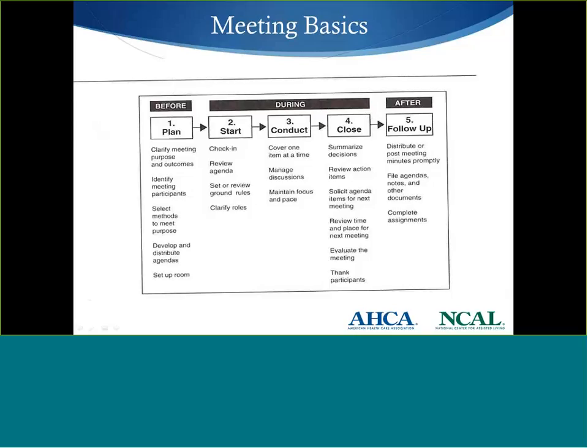Part of the planning process, we went through some of that, identifying who the participants are, developing the agenda, setting up the room. And then starting, everybody should check in, everybody should review the agenda. There should be hard copies, or if they have them on electronic devices. Then they should review or set ground rules. And we're going to talk about that in more detail. We're going to talk about clarity of roles and what the roles are and what they do. We'll add a little more detail on that.